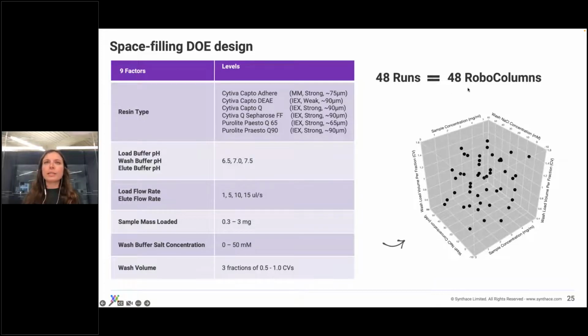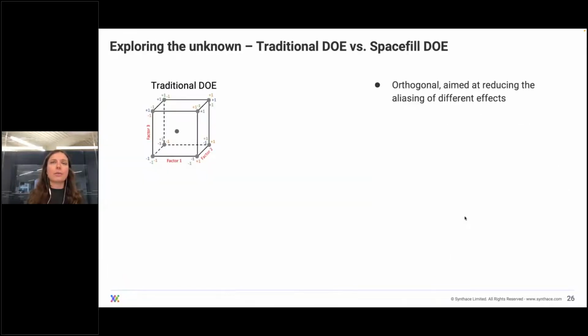And so you can see already here in this diagram of the design that this type of design really isn't your usual one that I've shown before. It rather prioritizes coverage within the design space. If you're not as familiar with this type of design, I will briefly cover the differences between the traditional DOE and the space-filling DOE.